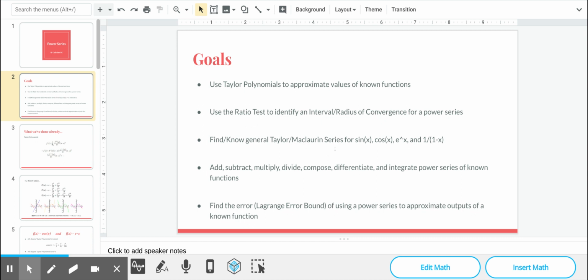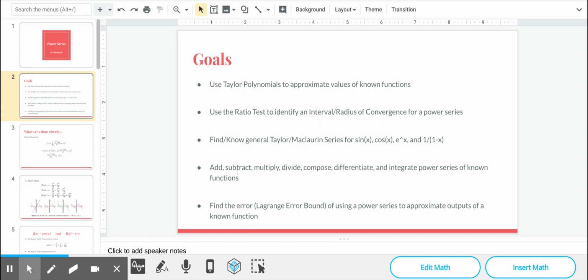We'll do composition, differentiate, and integrate power series of known functions. So something like sine of x squared, we talked about that, right? Or cosine of e to the x. What does that function look like, and how would we take its integral?